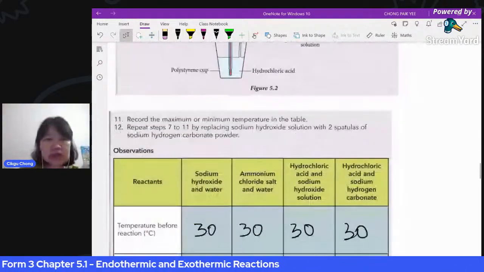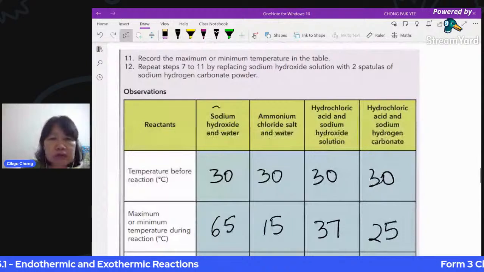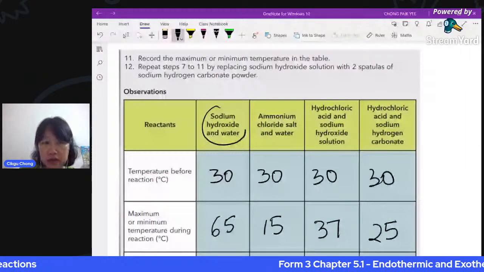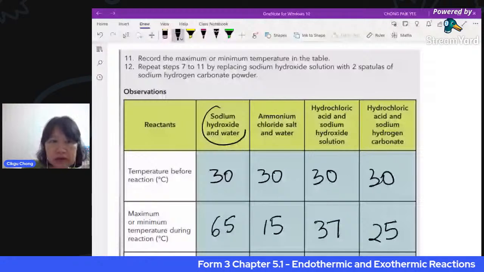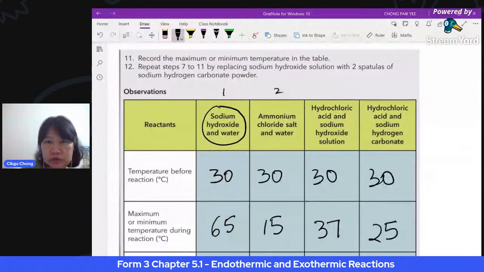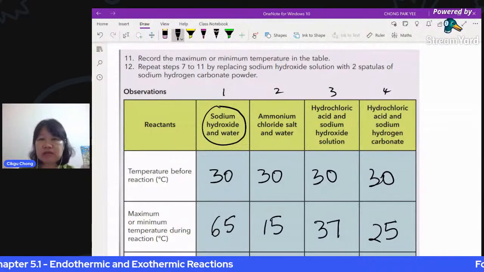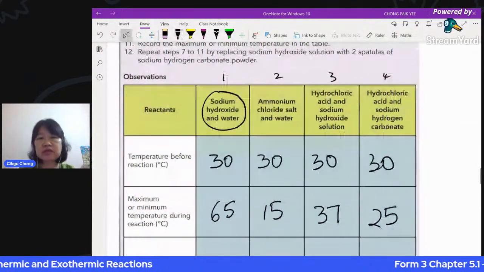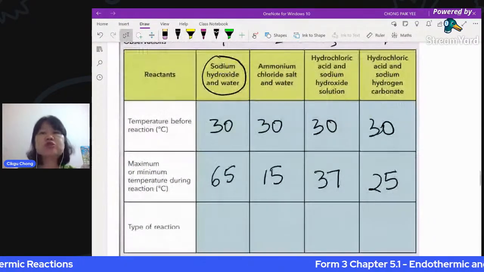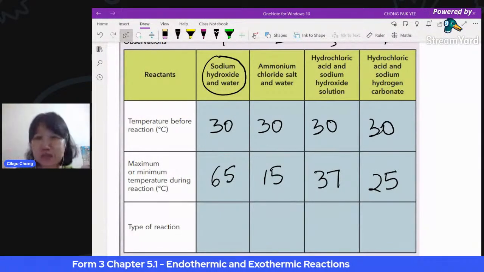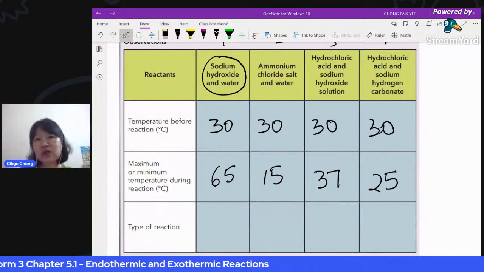You just mix your sodium hydroxide with water. So this is your reaction, the first one. Experiment 1, 2, 3, 4. I'm giving you the values here because without the values, you cannot determine whether they're endothermic or exothermic. And because you're not doing the experiment in the lab, we got no chance to go back to school, so I have to give you the readings so that you can do your report.